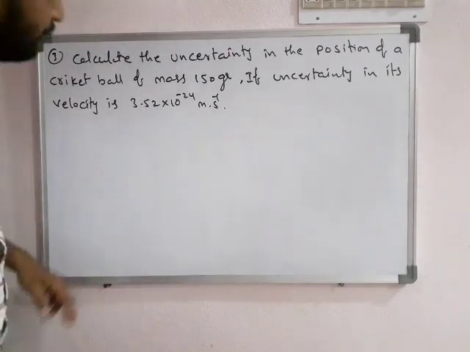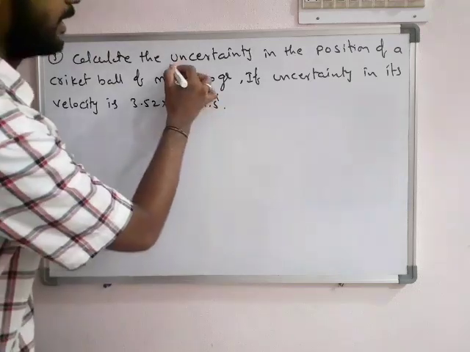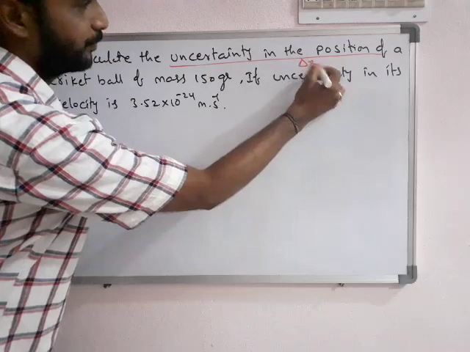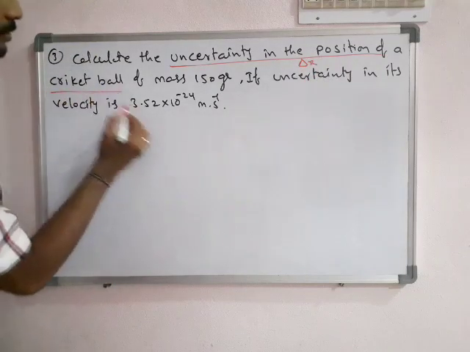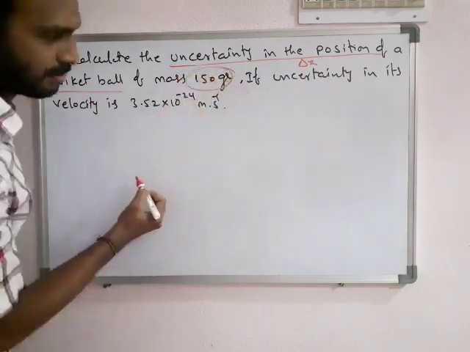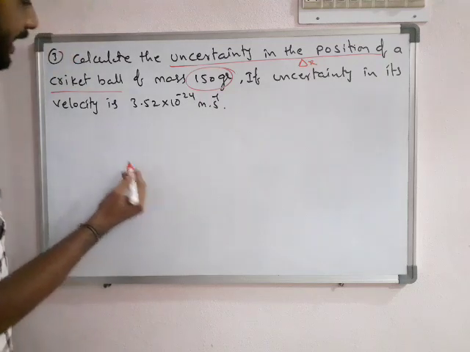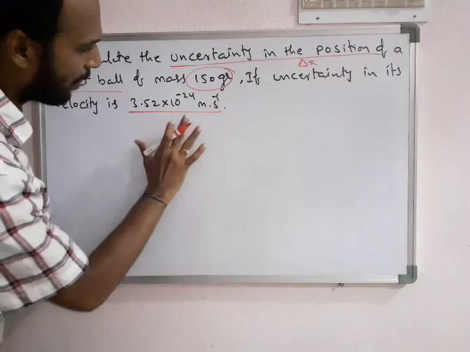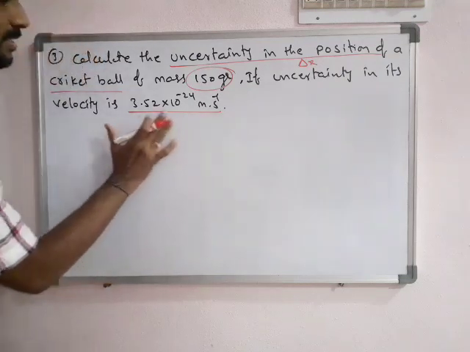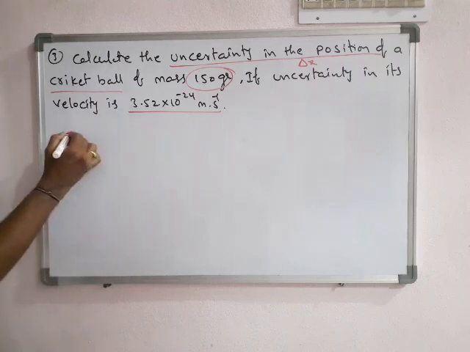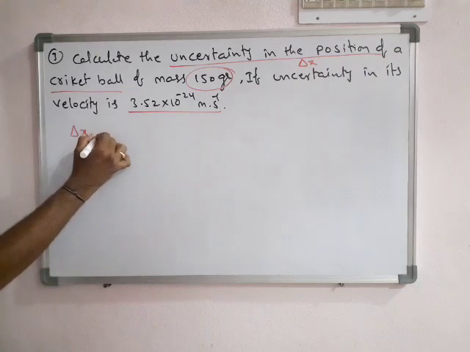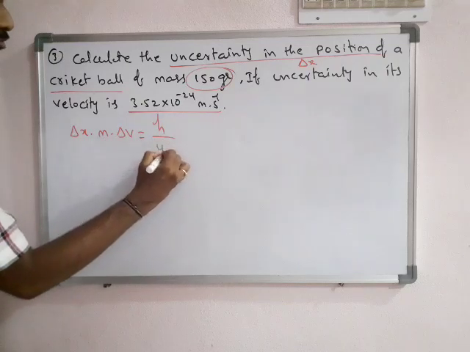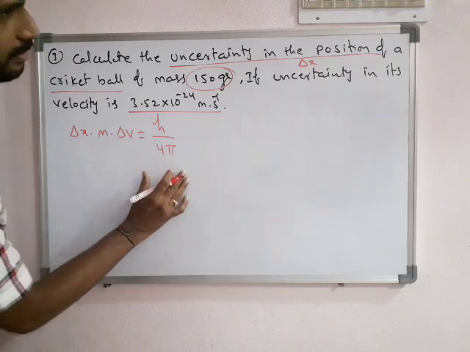Okay, see the third one. Calculate the uncertainty in the position, means we need to calculate delta x, of a cricket ball having mass 150 grams, if uncertainty in its velocity is 3.52 into 10 power minus 24 meters per second. Means here mass is given. So what is the formula? Delta x into mass into delta v is h by 4 pi.